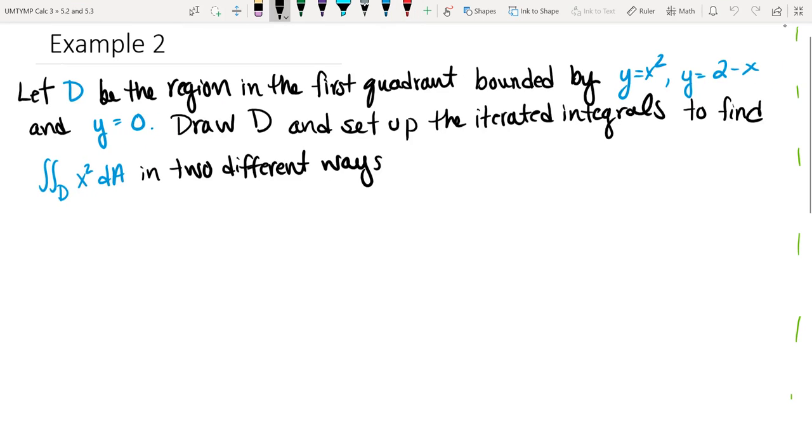Okay, here's our little sketch. In the first quadrant we have y squared, so 1, and we have 1, and I know there's a point there. Then 2 minus x, which would keep going, but the other one intersects right here and comes down as a straight line and hits at 2.